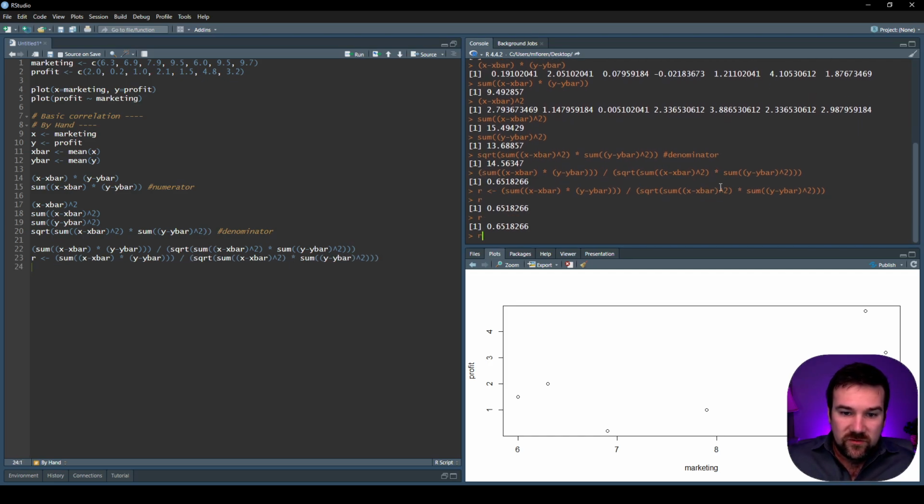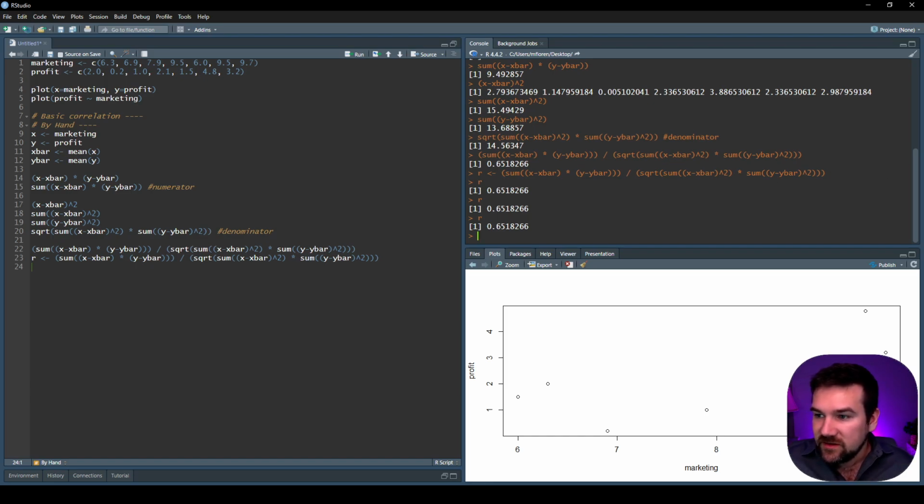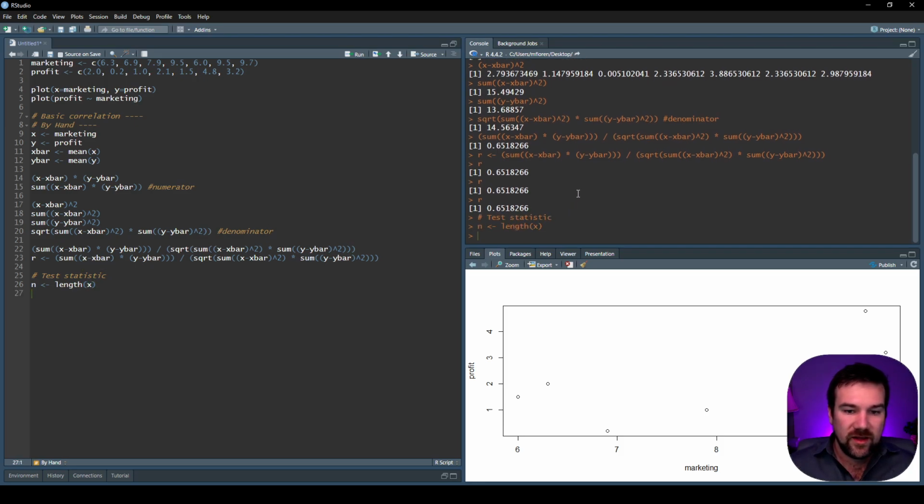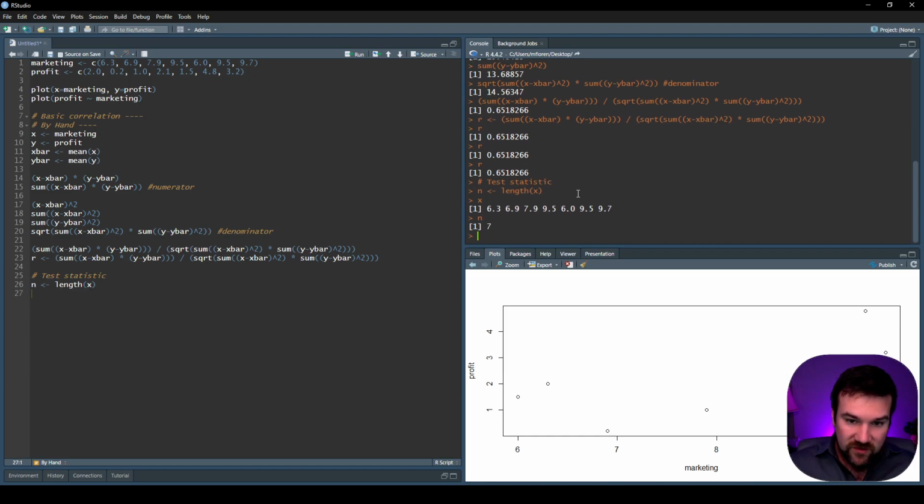All right, so I'm going to go on and save all of this as R, my correlation. And now I can just use R, my correlation, whenever I need to use the correlation in something. For my test statistic, I need the sample size. So remember, the sample size is just how many numbers I have. So I'll do the length of marketing, or X. How many marketing values do I have? In this case, there are 7 marketing values.